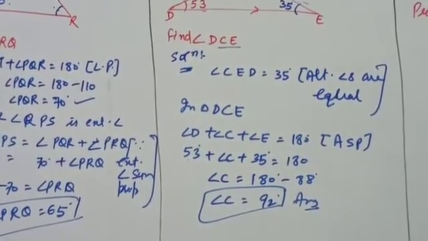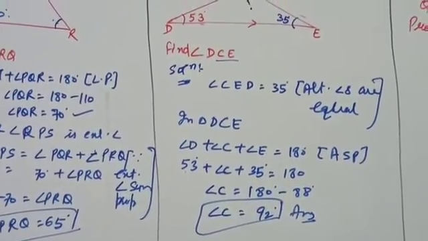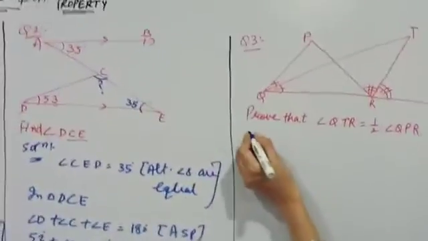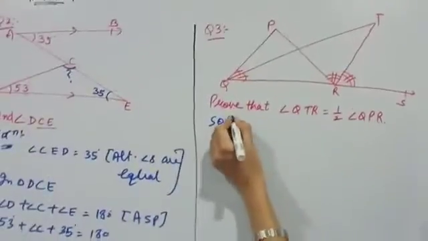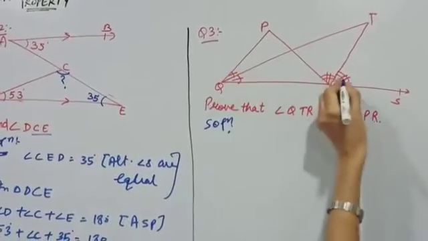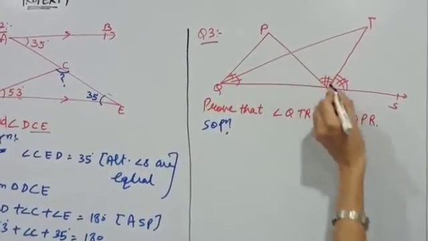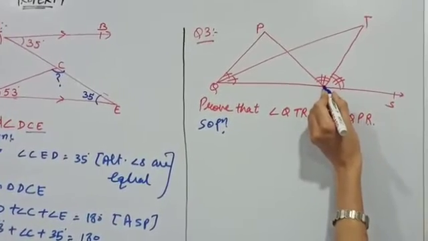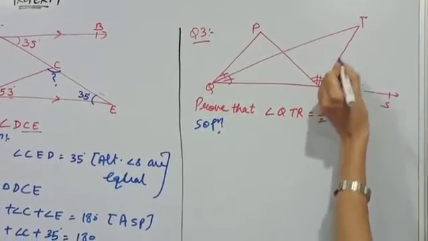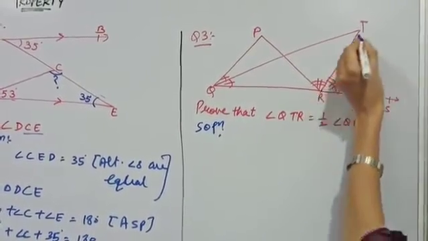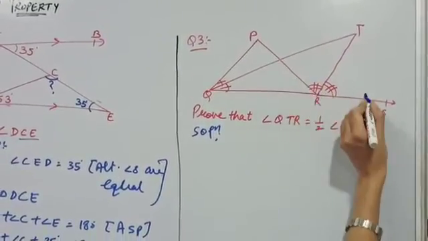Okay, I hope you understood this question. Let us move to the third question. They are saying that in triangle PQR, angle PRS is forming the exterior angle, and from here RT bisects the exterior angle.